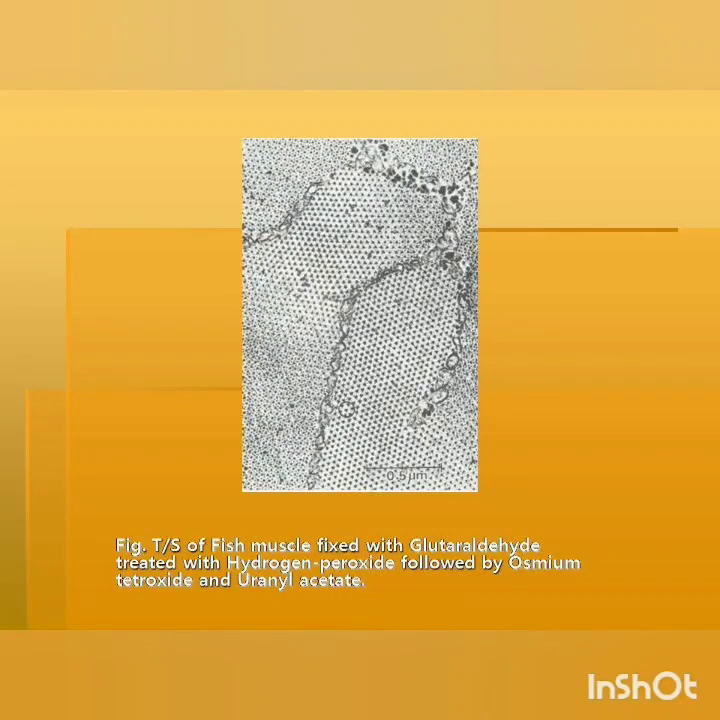This micrograph shows transverse section of fish muscle fixed with glutaraldehyde treated with hydrogen peroxide followed by osmium tetroxide and uranyl acetate.